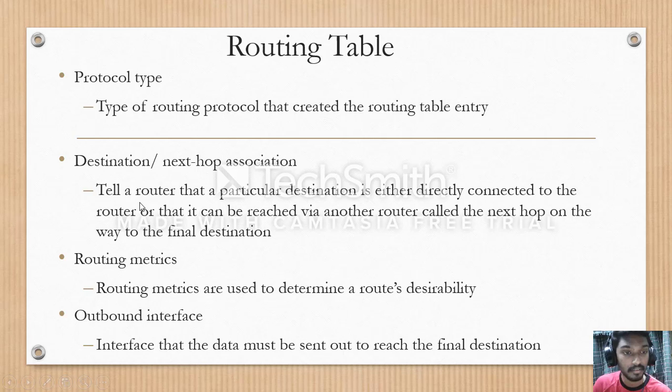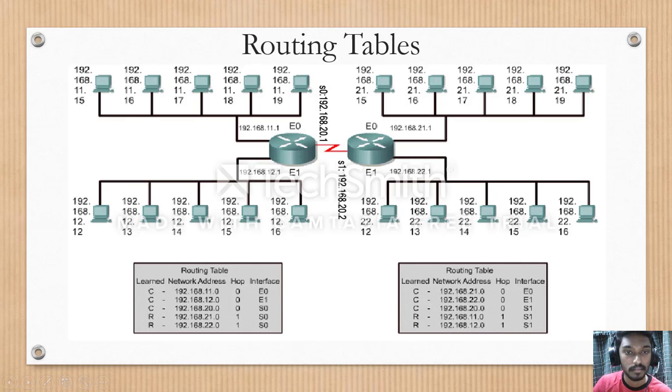Destination is basically a process where it tells a router that a particular destination is either directly connected to the router or that it can be reached via another router called the next hop on the way to its final destination. The routing metrics are used to determine a router's desirability. Finally, the outbound interface is where the data must be sent out to reach the final destination.